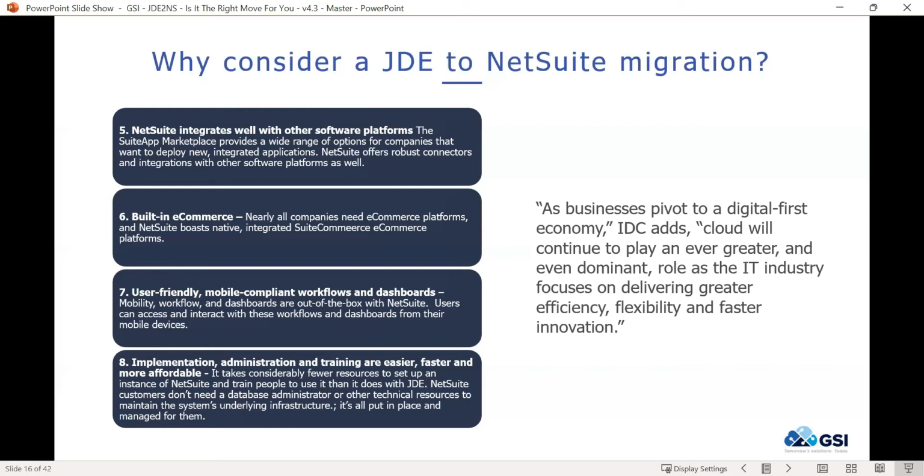And then, of course, the last item before Perry shares is just the administration of the solution, right? We find it to be much less expensive administering a NetSuite environment, training users, keeping the system up to date than we do with a JD Edwards environment. So from that perspective, cloud's going to continue to play an even greater, more dominant role. It's going to drive that flexibility. It's going to drive faster innovation. And I'd like Perry maybe to share with you his experience in helping customers through that exact process.